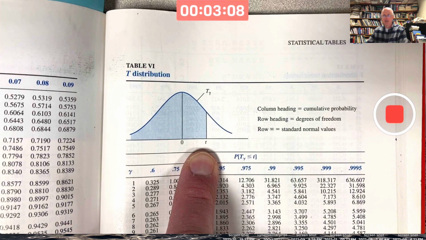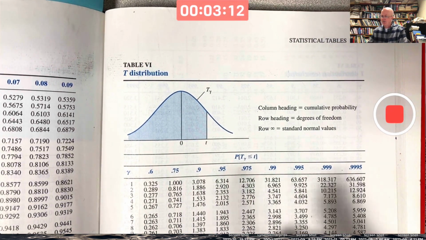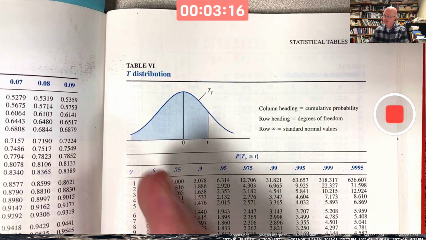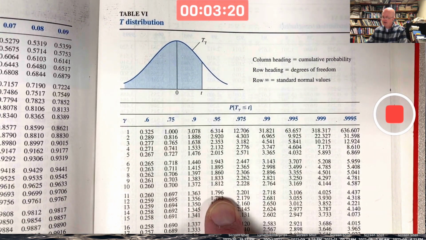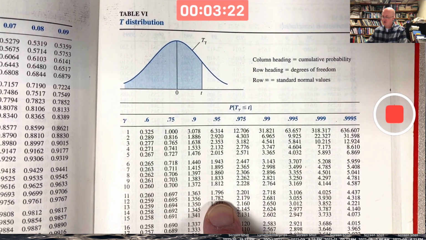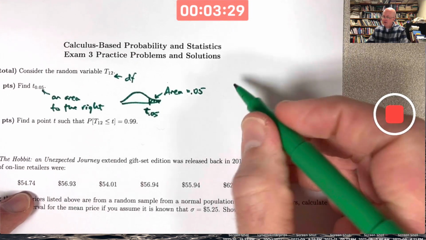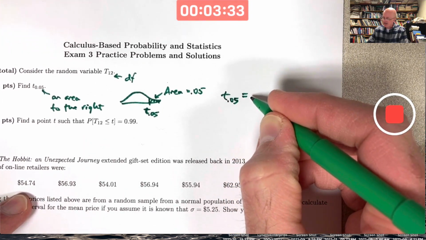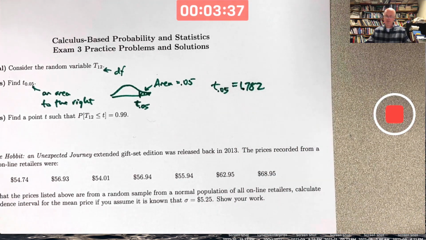So we're looking for t sub 0.05, where the area to the right is 0.05. Therefore, the area to the left is 0.95, 1 minus 0.05. So I need to look for 0.95 in the table for 12 degrees of freedom, and I see 1.782. That is the answer for part A of this first problem. T sub 0.05 is 1.782. Let me also show you how to find this with technology.